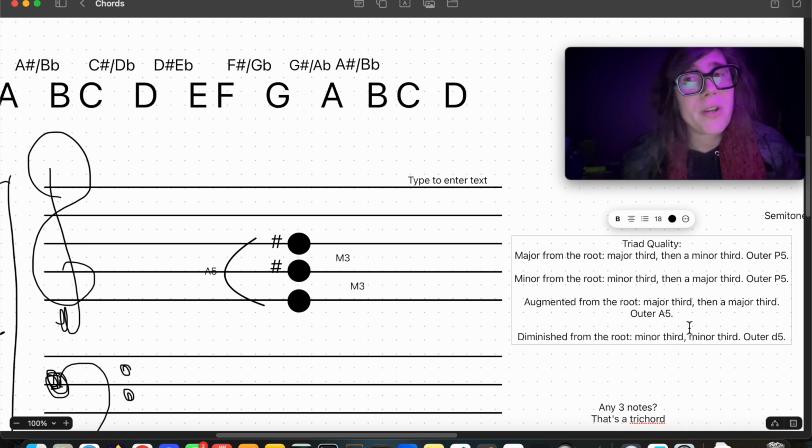I hope that makes sense. That's actually all I want to talk about in this video to keep it shorter than longer. Next video, we'll talk about inversions, and then we'll get into extensions and chord names. But I hope that this was informative and helpful for you.